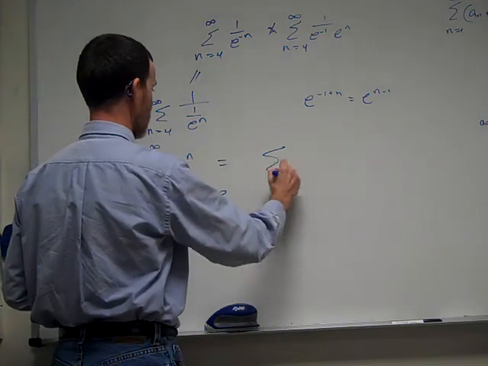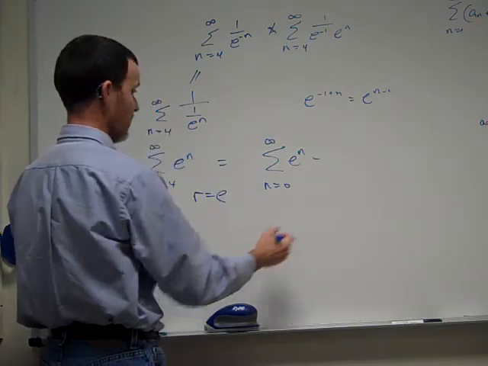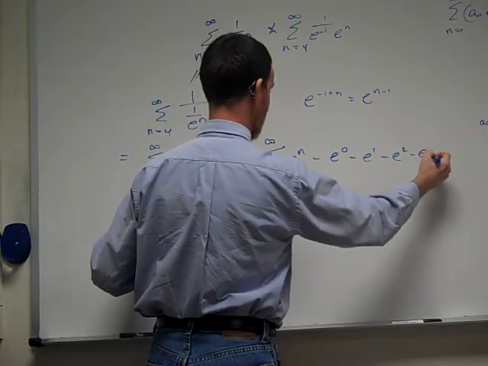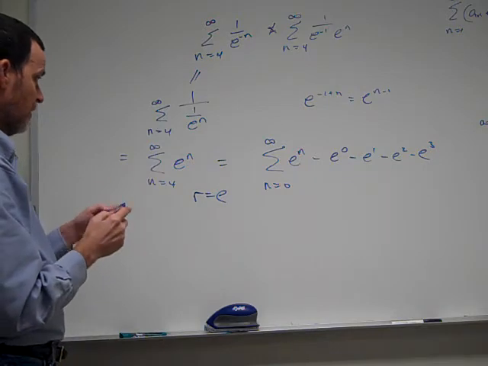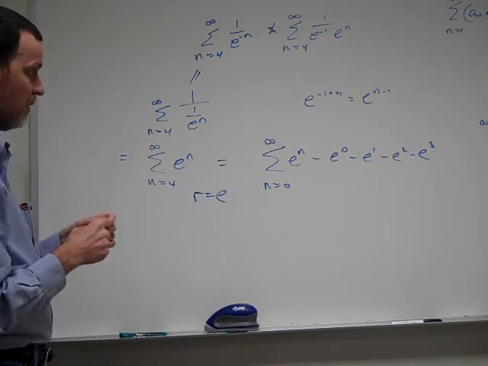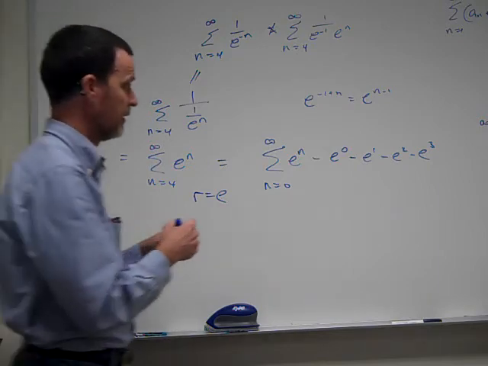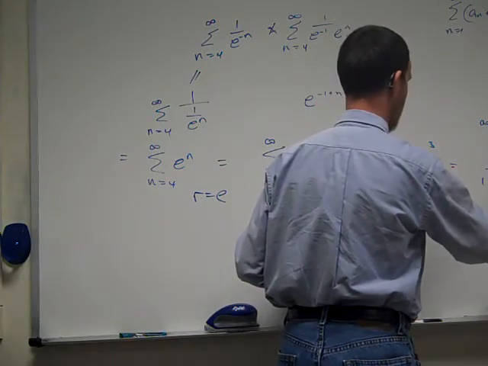So now you want to make it the sum n equals 0 to infinity of e to the n, minus e to the 0, minus e to the 1, minus e to the 2, minus e to the 3. Is that right? Because then it will start with e to the 4th. Okay. Now what? 1 over 1 minus e. Formula is what? 1 minus e.